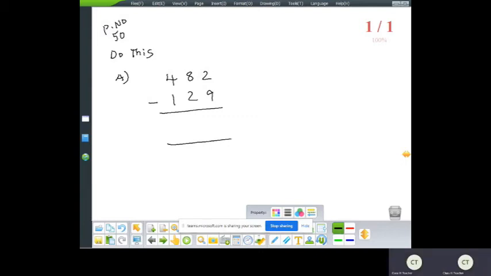Here 482 is greater than 129. As bigger number minus smaller number, then subtraction exists. Now write place values 1, 10 and 100. Now subtracting on ones.